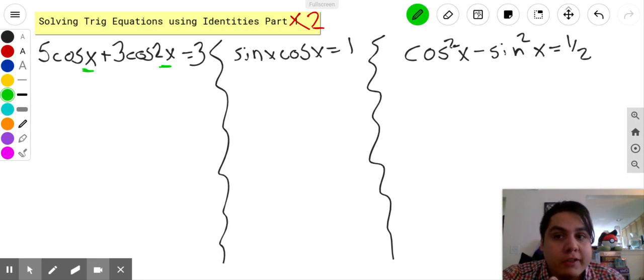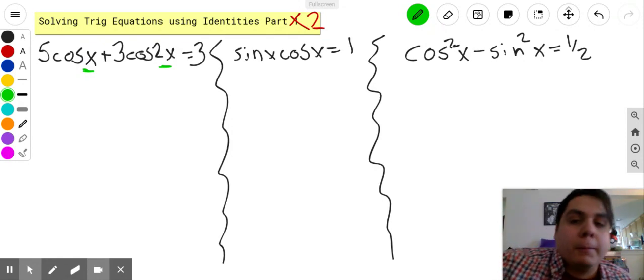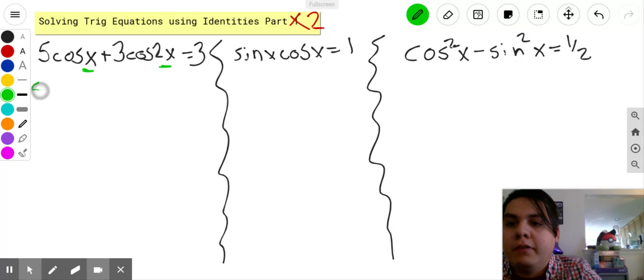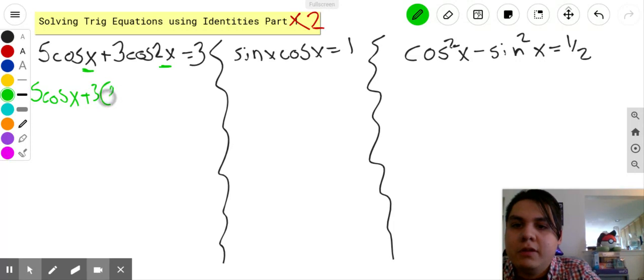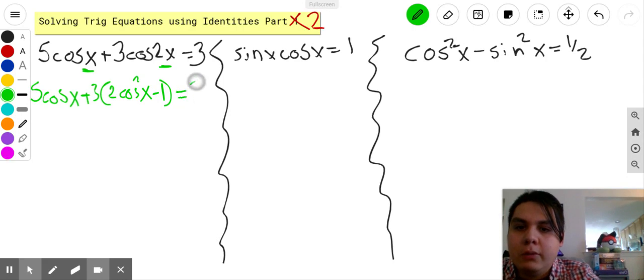Since I have a cosine of x, like 5 cosine of x, that's my hint that I need to use a double angle identity for cosine of 2x that would give me a cosine of x of some form so I can actually work with that. So I know that cosine of 2x is equal to 2 cosine squared of x minus 1. So I'm going to do that substitution. So I'm going to have 5 cosine of x plus 3 times 2 cosine squared of x minus 1 should equal 3.